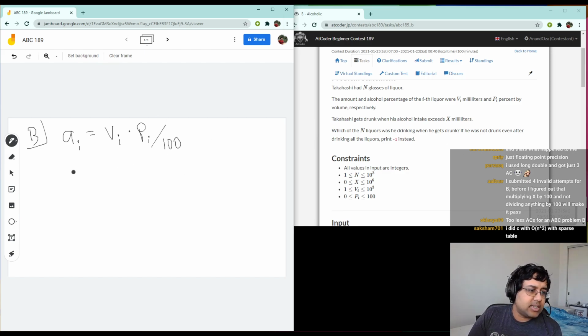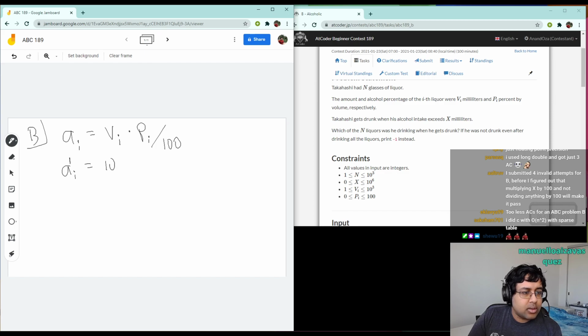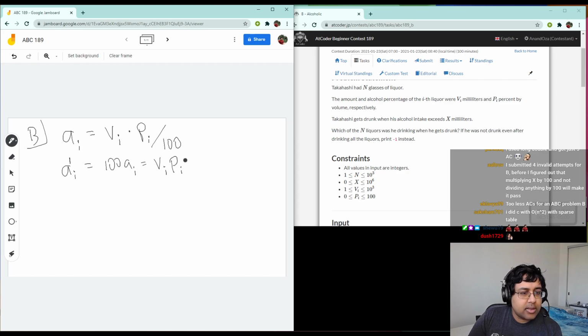So the trick that I did to avoid that is, let's have A_i prime equal 100 A_i. So now it's just V_i times P_i, which is always an integer.